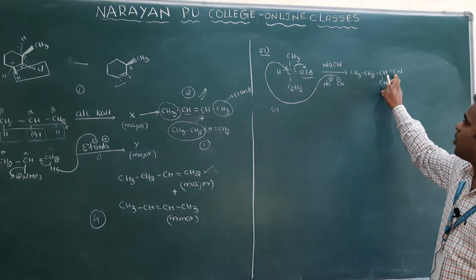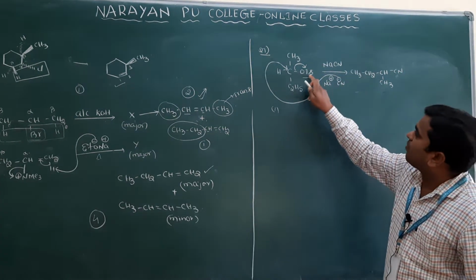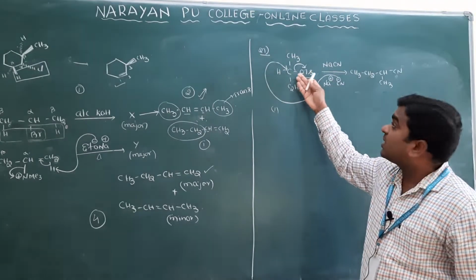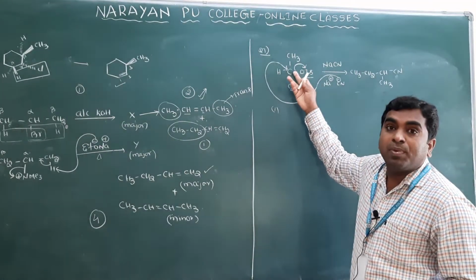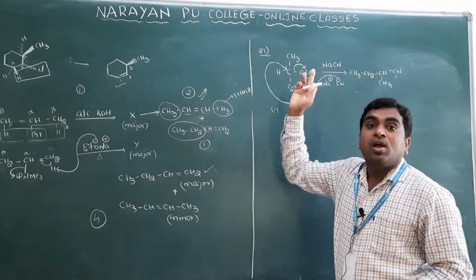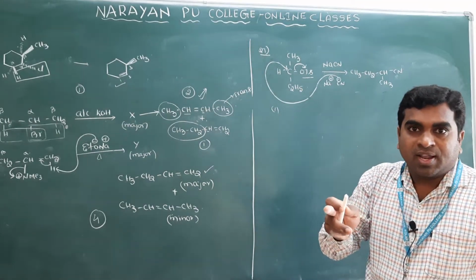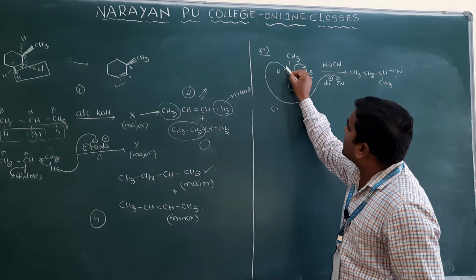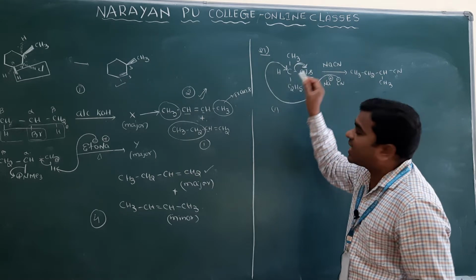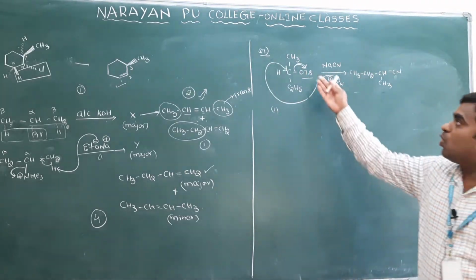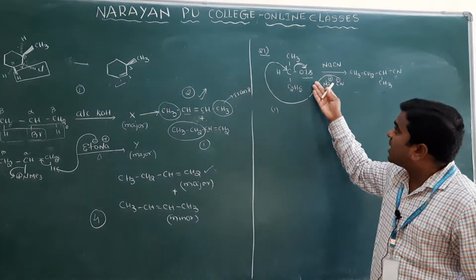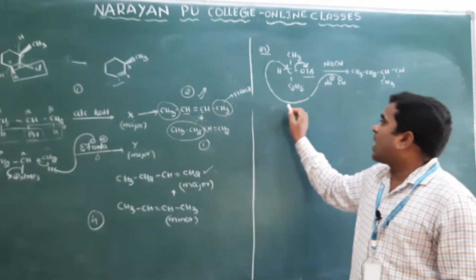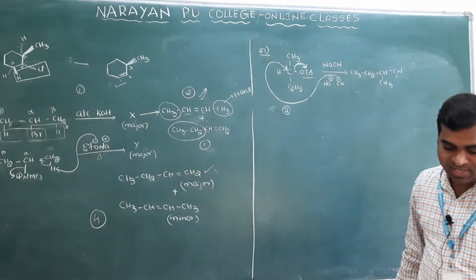Then what product are you getting here? Instead of the OTs, you will get CN. The OTs bond breaks, but it won't break first here. Why? If it broke first, you would get a carbocation. But here, the nucleophile attacks this carbon, and after that the OTs is leaving. When OTs breaks first, then carbocation should be the intermediate. So that's why option 2 is the correct one.